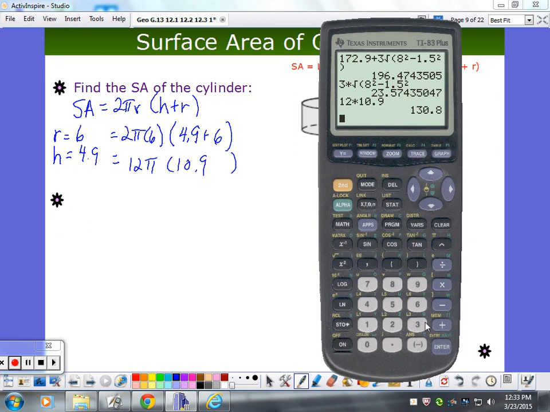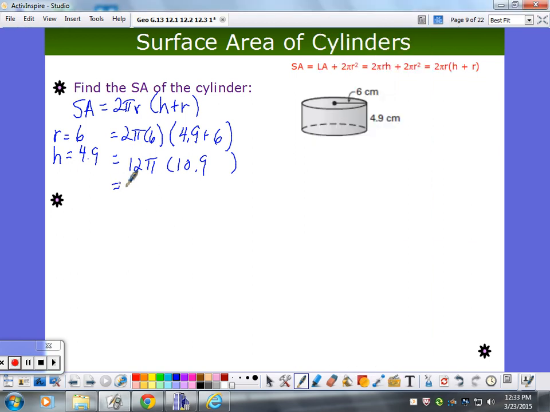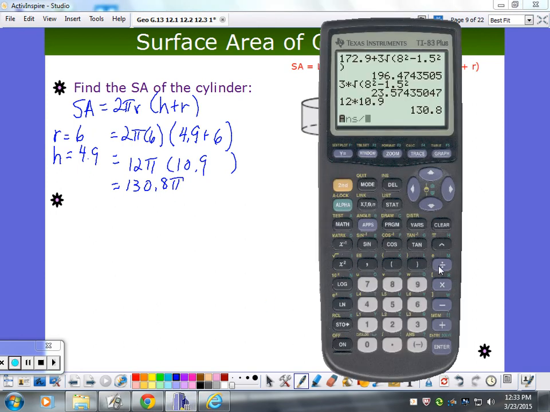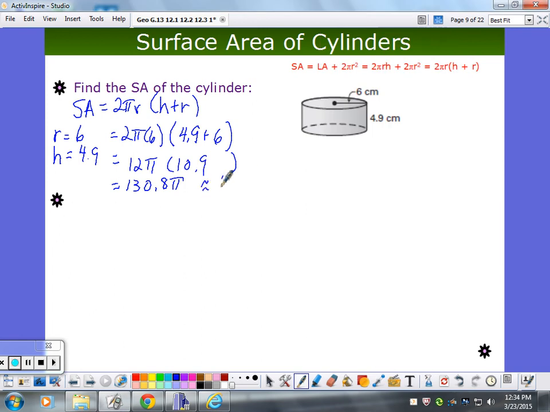That is 130.8 pi, if I wanted exact units on here. And then multiply by pi. So 410.92 approximately. And these are square units because it's area. It is area. So that would be this example, which is not on your paper, but just working out the formula.